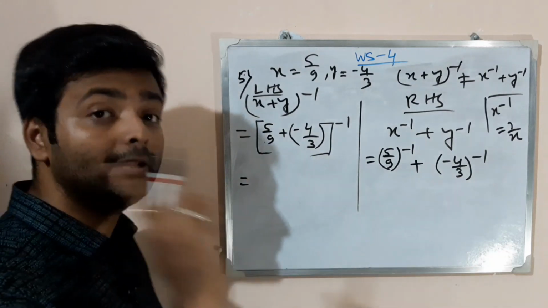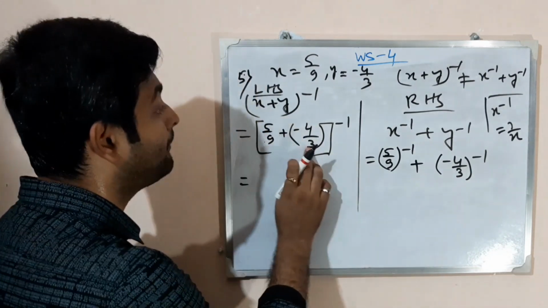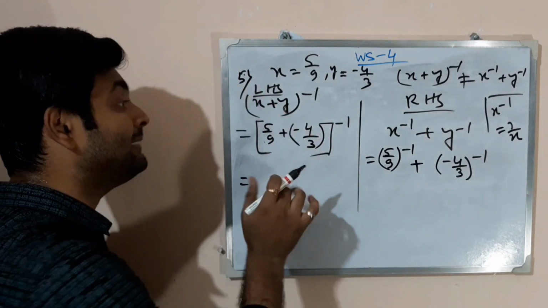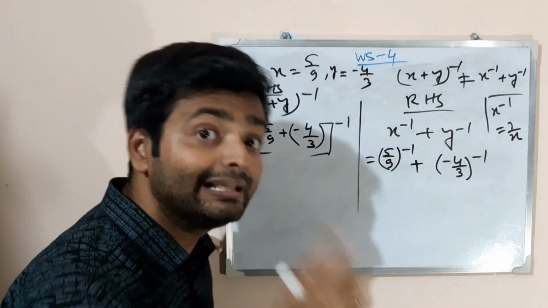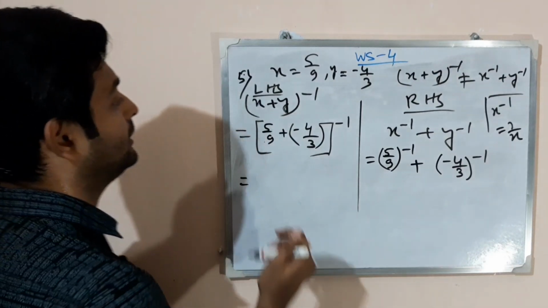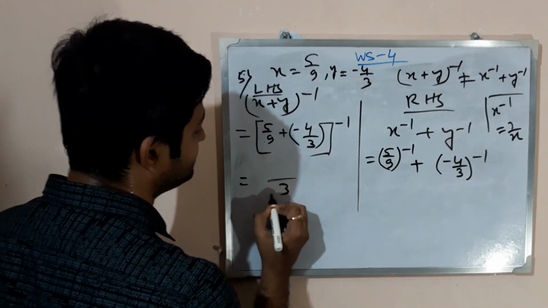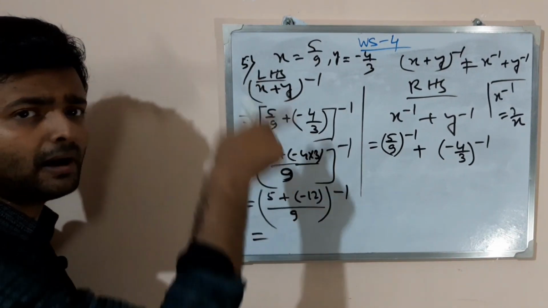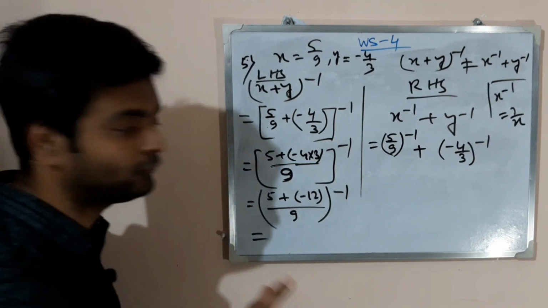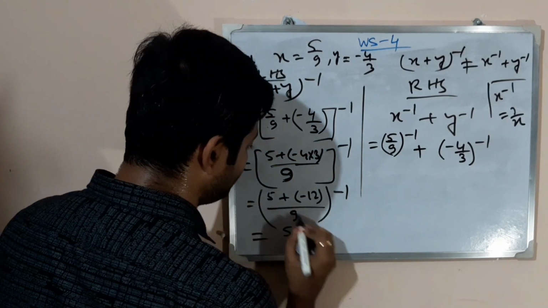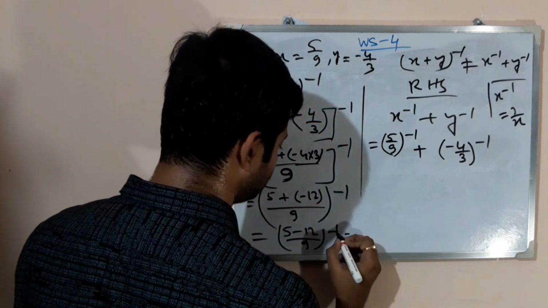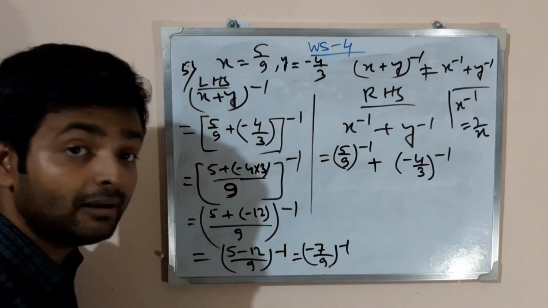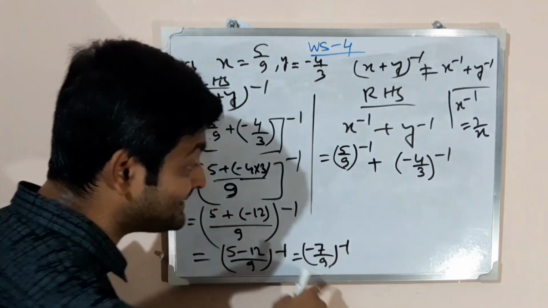So what to do? Keep this in your mind, that there are two numbers over there, so make them a single number, means convert them into a single rational number, then only you have to take the reciprocal. So the LCM of 9 and 3 is 9. Be careful, this is the part where many students made mistakes. 5 plus minus minus 12/9 inverse. Now minus 7/9 inverse. Now it is a single rational number.